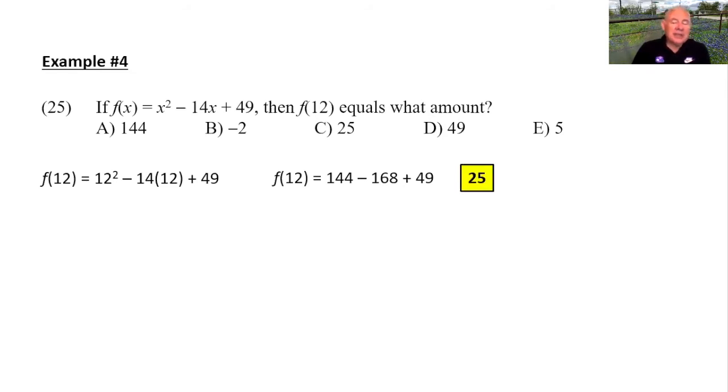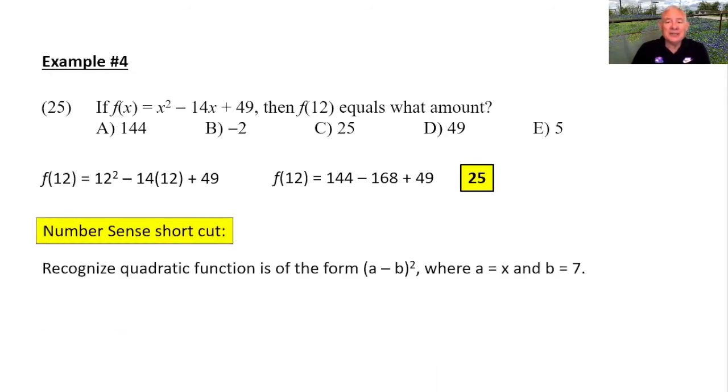Another way of looking at that is to recognize that this is a quadratic function of the form a minus b, the quantity squared, where a would be the x value and b would be 7. So it would be 12 minus 7 and that quantity squared. 12 minus 7 is 5, and 5 squared is just 25. So knowing some mental number sense shortcuts certainly could help in going through the mathematics contest more quickly.